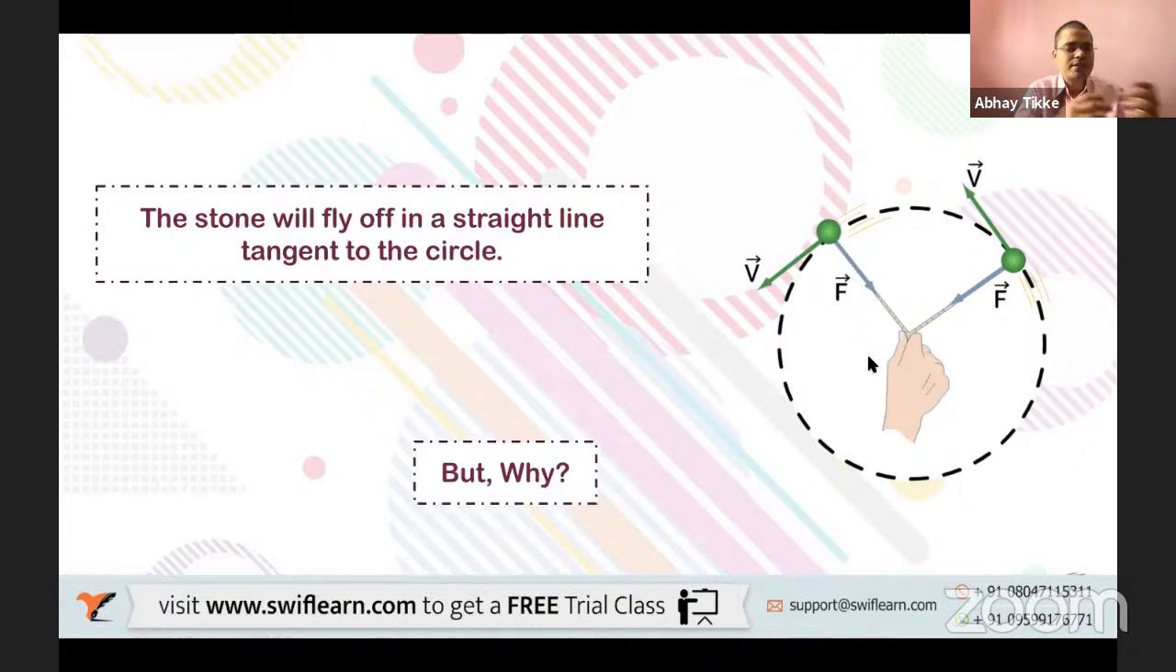Fine. So we are discussing the uniform circular motion. That's the last part of the motion. Okay. But why this? Let me revise for both of you.